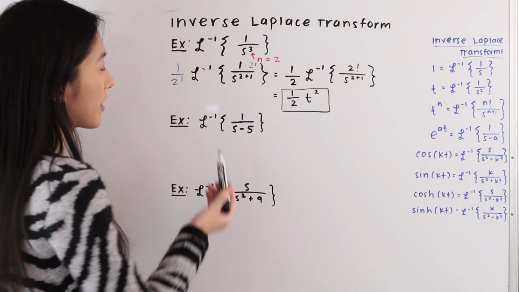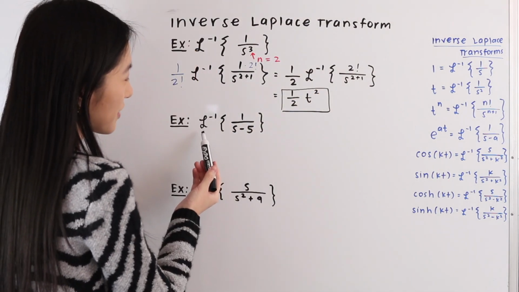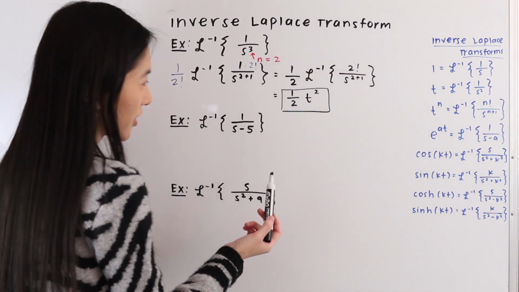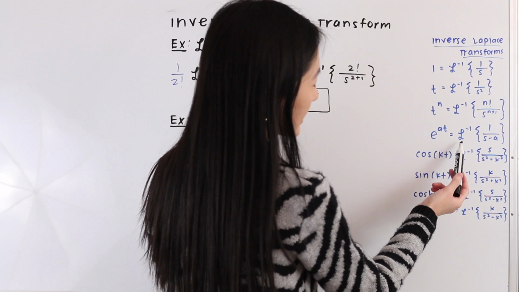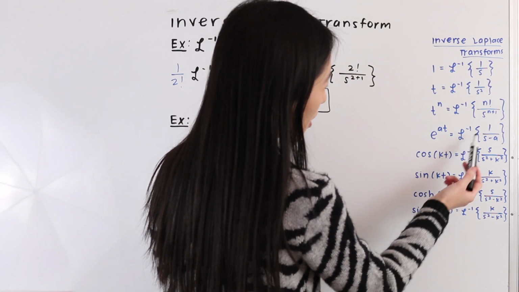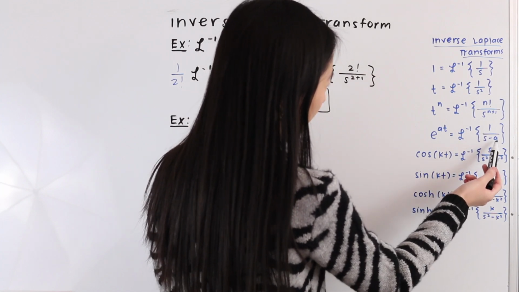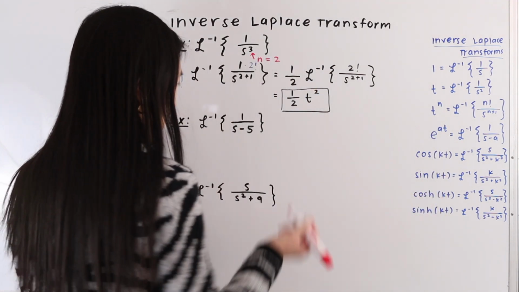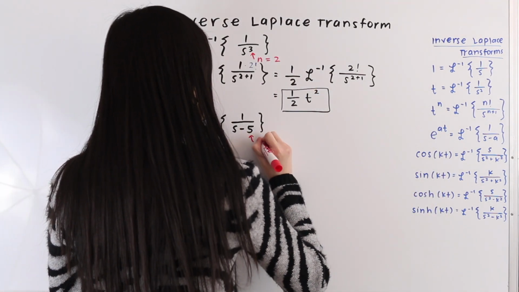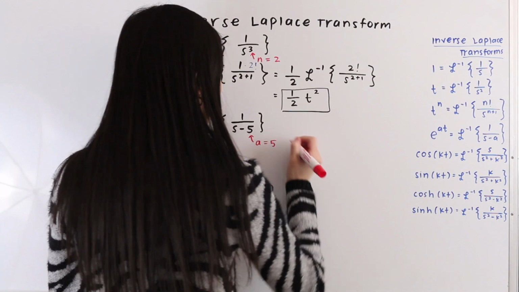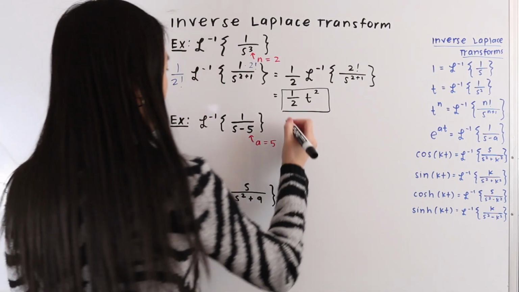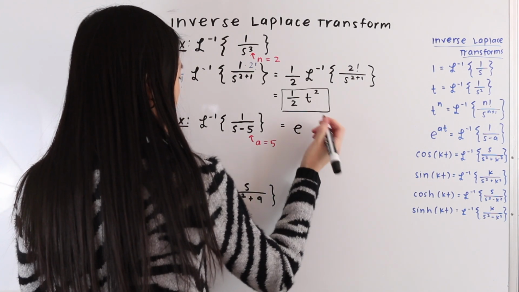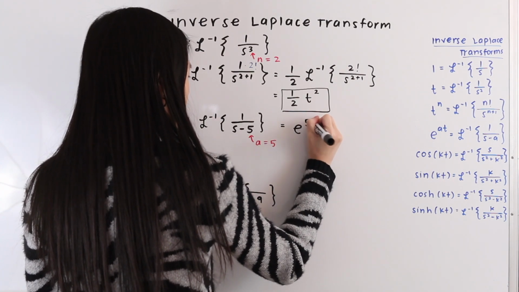And now let's go ahead and take a look at this example here. So we have the inverse Laplace transform of 1 over s minus 5. Taking a look at our table, we see that we have this case here. So the inverse Laplace transform of 1 over s minus a is equal to e to the at. And so here, a is equal to 5. And so we have e to the at as our answer, and so a is equal to 5, so we have e to the 5t.